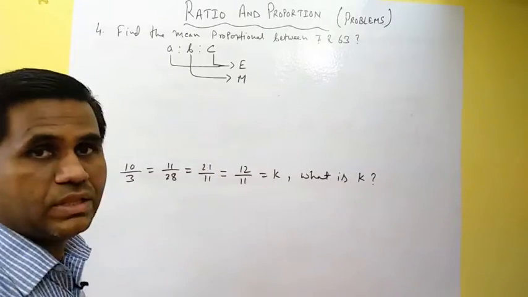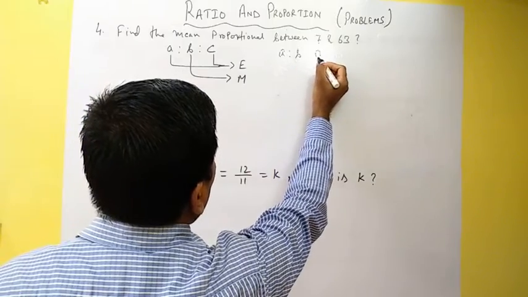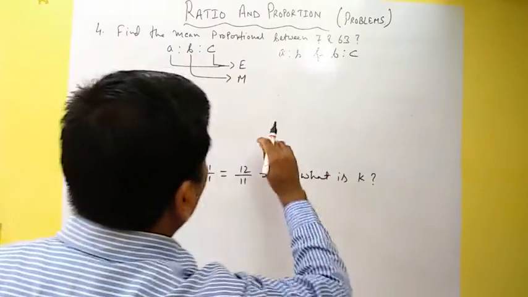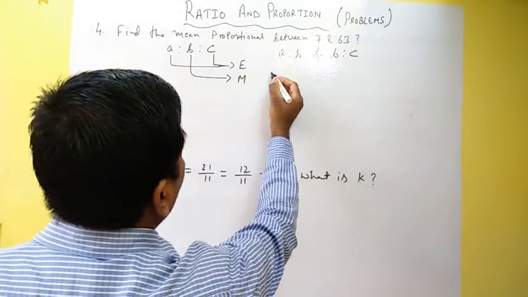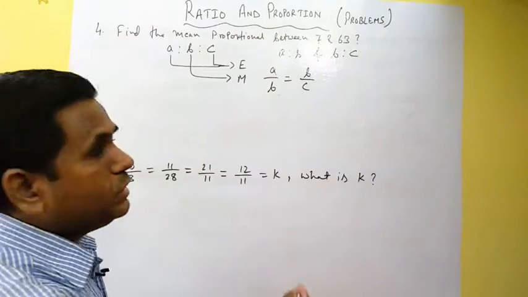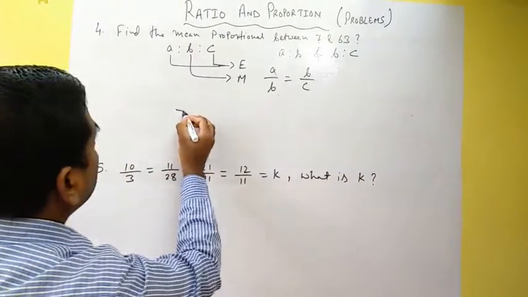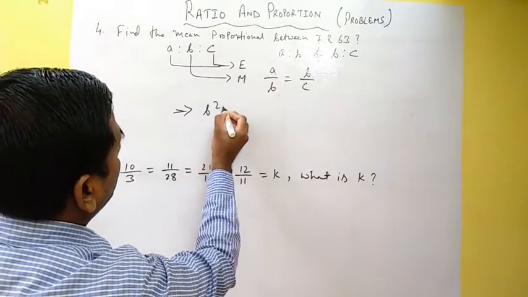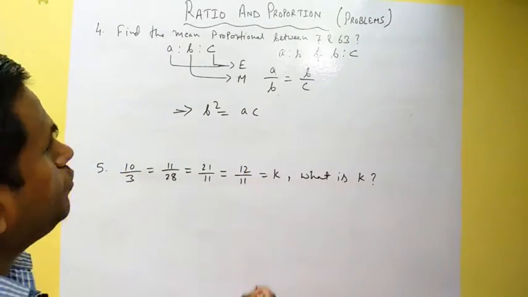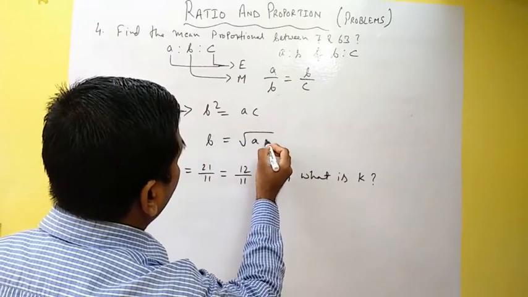We can do the same method which we have used in the previous problem. We can write it as A is to B and B is to C, like this. Now this can also be written as A upon B is equal to B upon C. So this will give, here remember B is the mean, we have to find the mean. So this will give you the equation B square is equal to AC. So B is the mean. Now B square is equal to AC, that means B is equal to root AC.